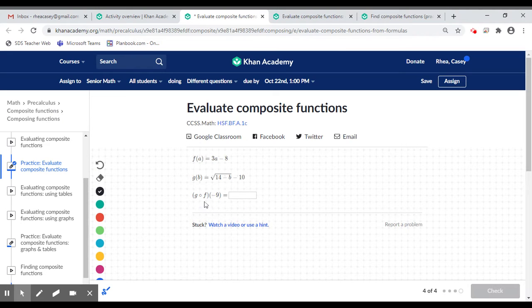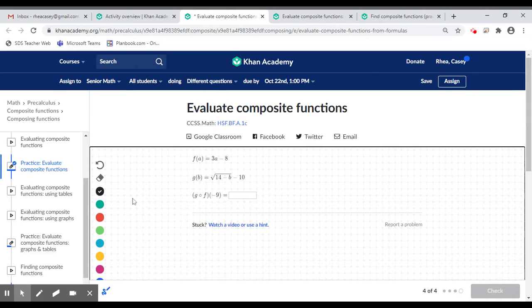What you notice here is this kind of weird looking symbol. That symbol in the middle, that little circle, means composed of. So g composed of f, that's how we would say that. Another way you're going to see that written is like this: g of f of then the number. So in this case, -9.